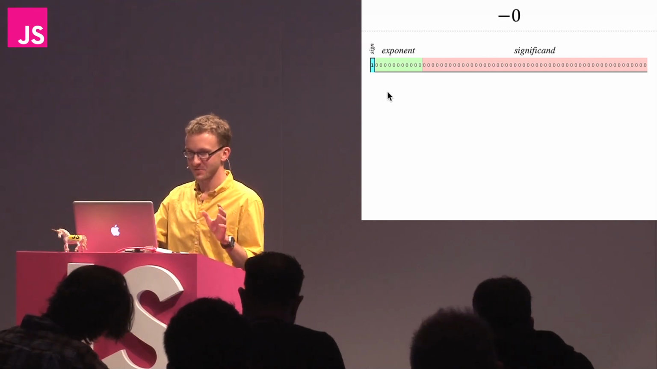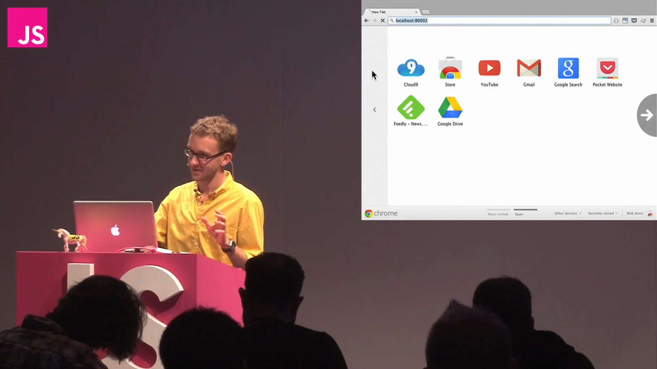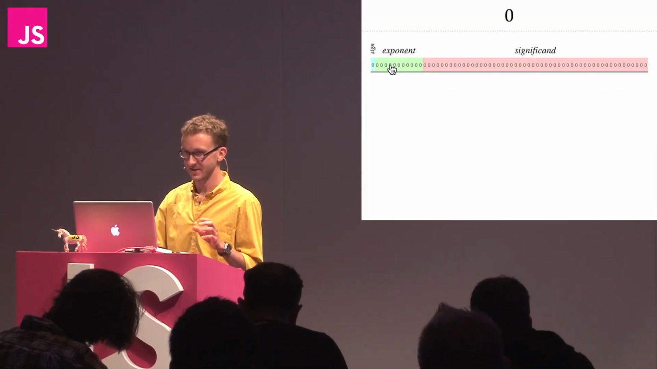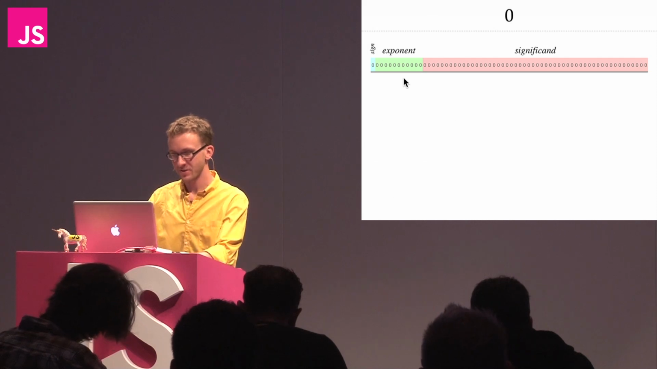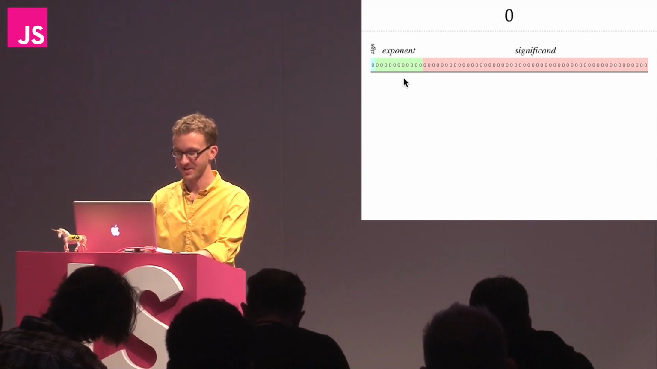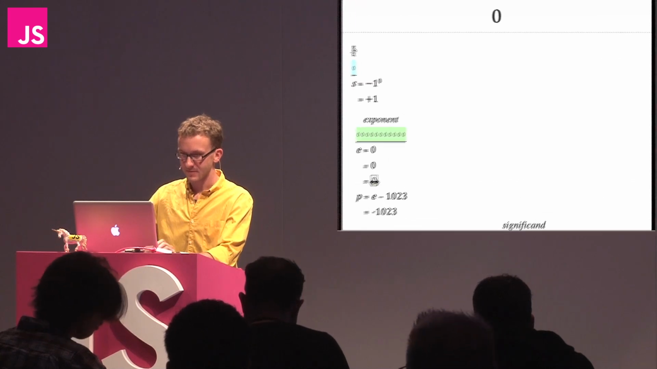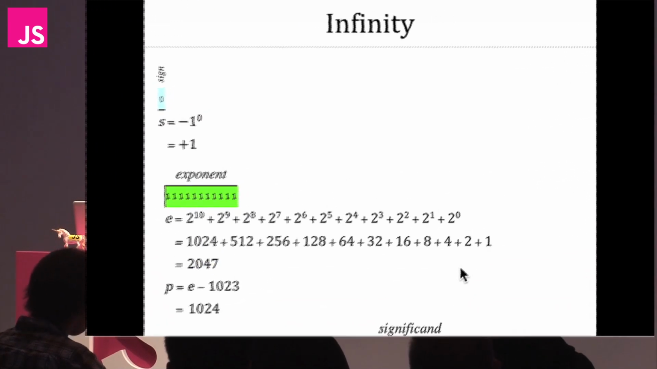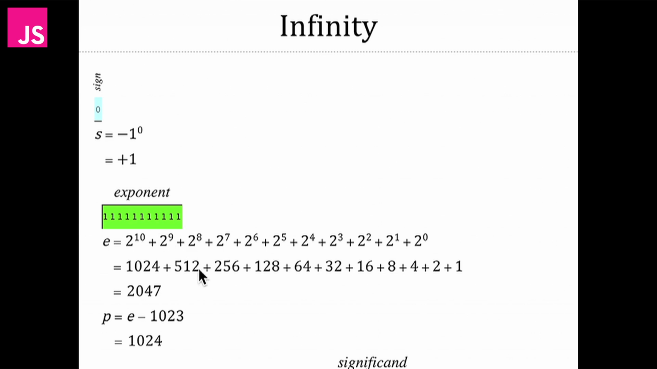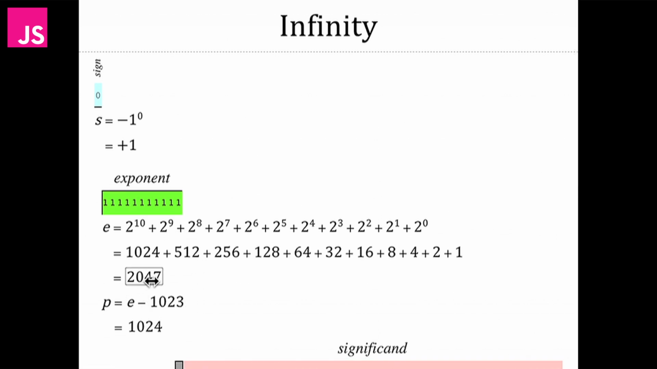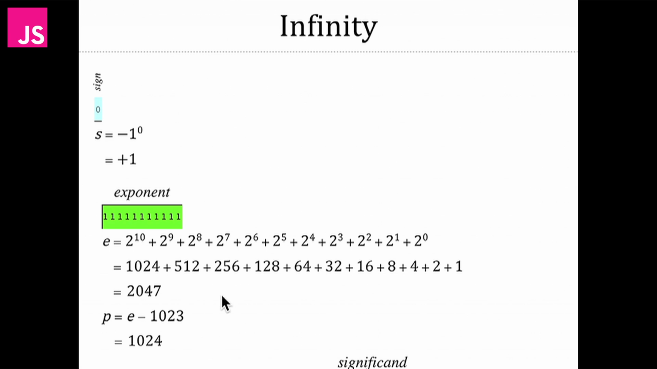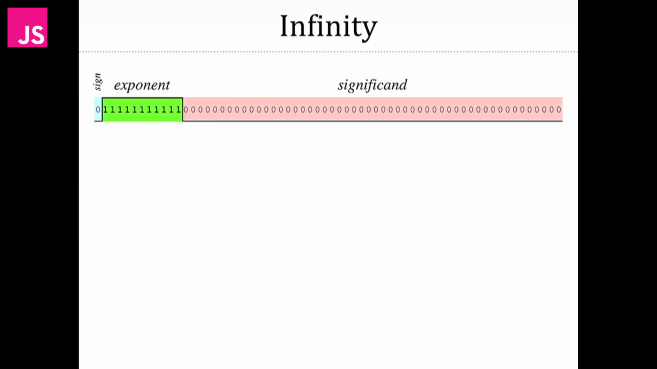So we've seen what happens when the exponent is at its lowest value. So now let's see the other side of the extreme. When we have all the bits of the exponent set to 1 for the highest exponent value, this is the value reserved for the infinity. Positive or negative infinity. So that's how the infinity looks like. All the exponent bits set to 1 and all the significand bits set to 0.